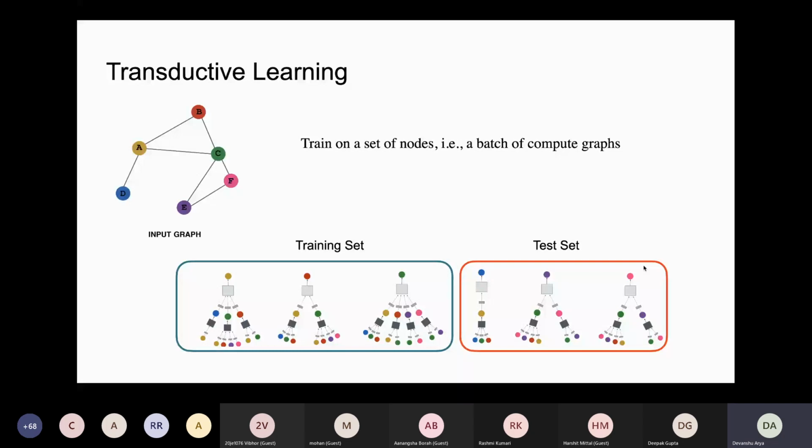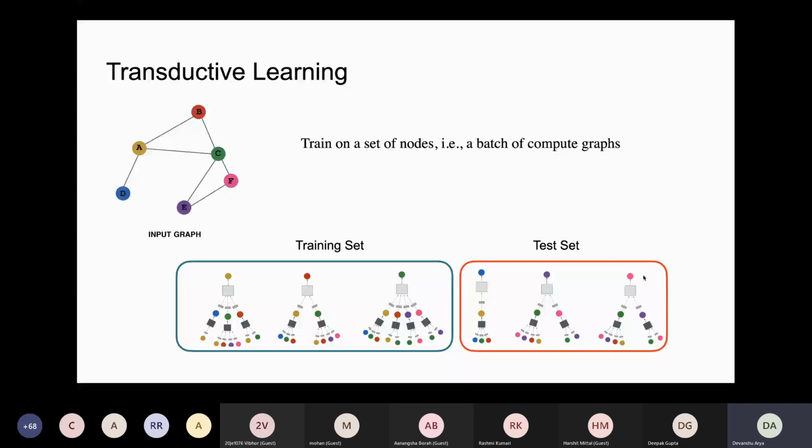So the test set is present during the training itself, which is a very new concept, which is not what we usually have in image based or video based deep learning methods. So yeah, I just want to emphasize what I said.